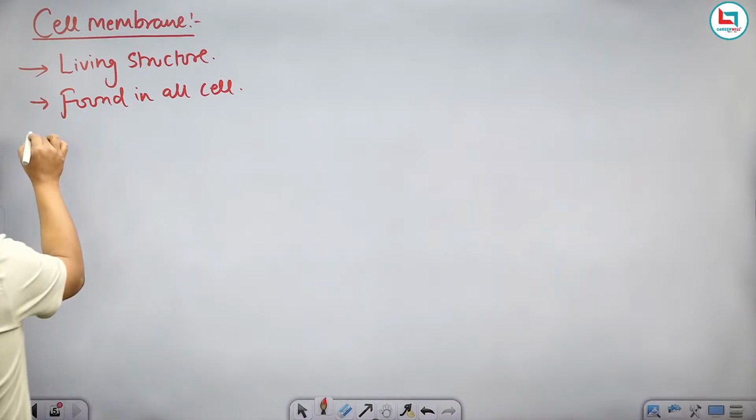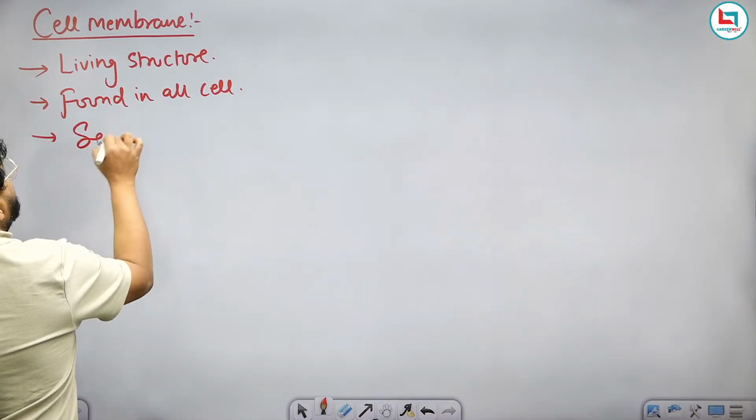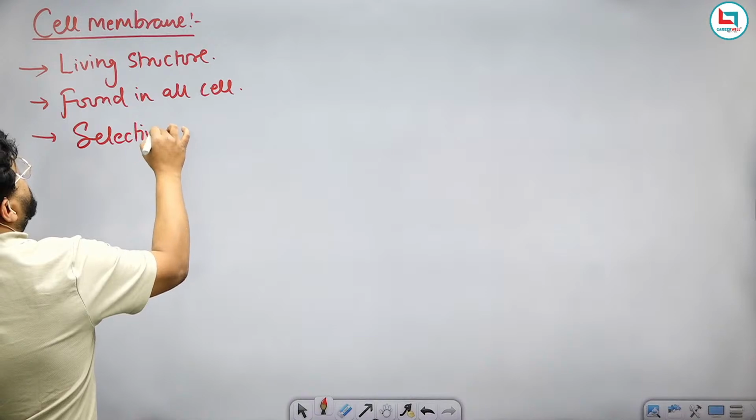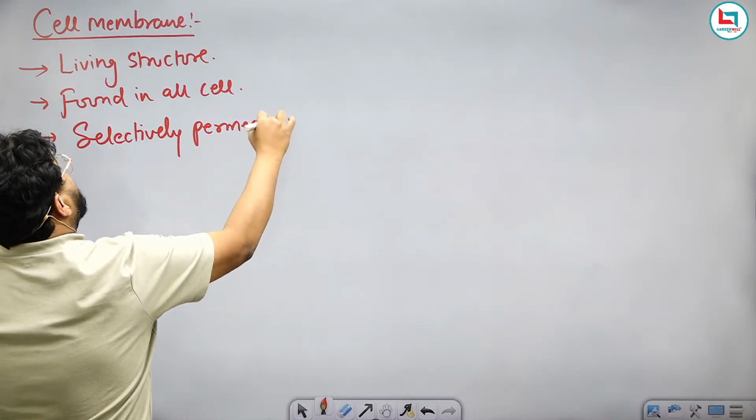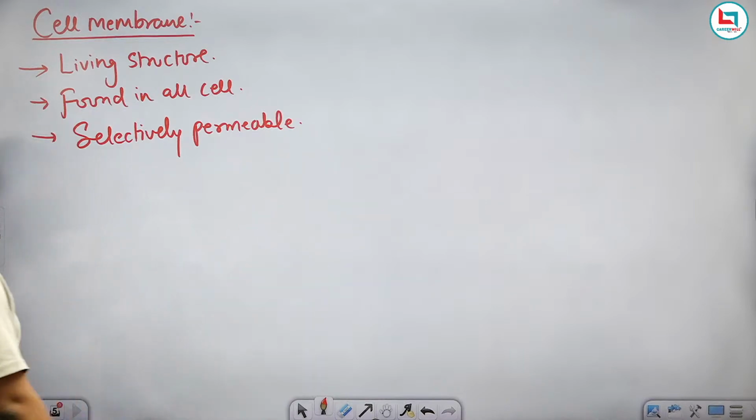These cell membranes are selectively permeable. Means these can select a molecule, whether this molecule can enter the cell or that molecule cannot enter the cell. That's why they keep on selecting the molecules and allow them to pass the cell on the basis of their structure, size, polarity. Fine. So these are selectively permeable.